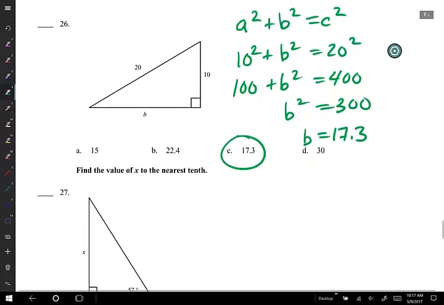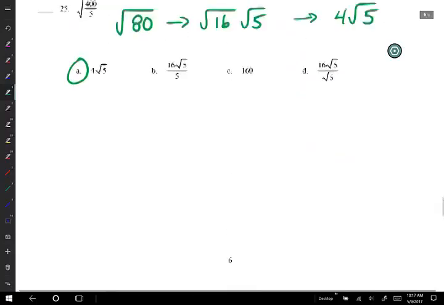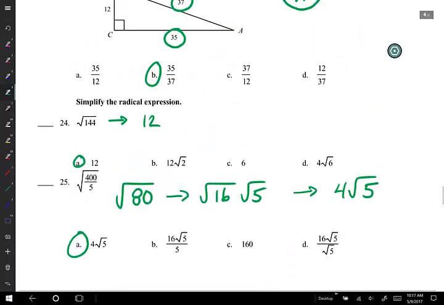Can you go back to 25? Sure. Took the square root after we canceled, reduced, and then took the square root of 16. I'll upload all these, Logan, as well.